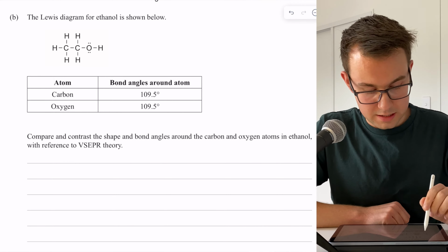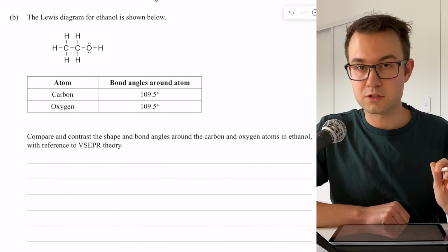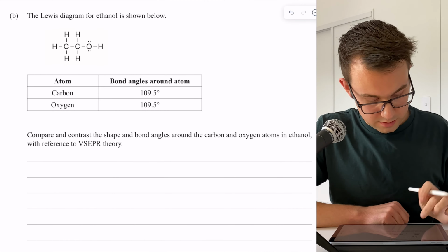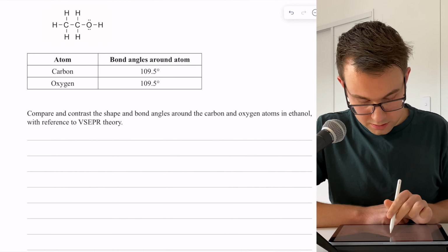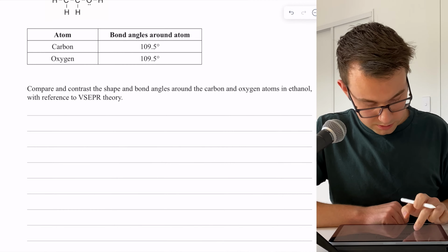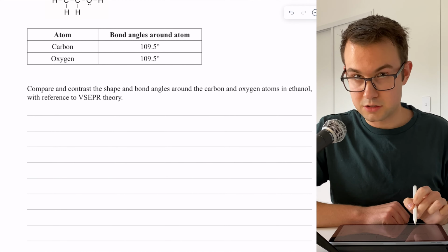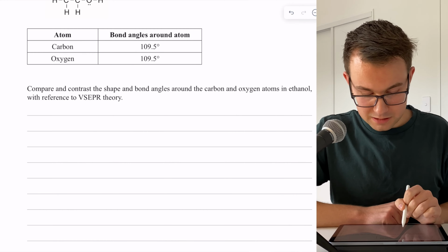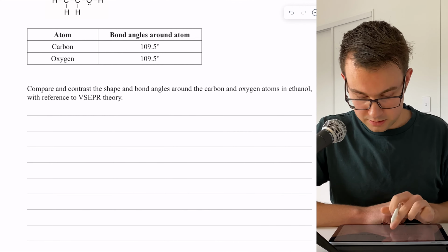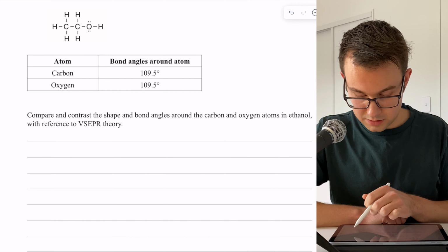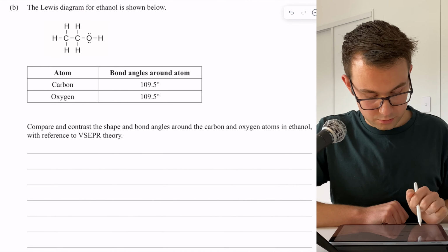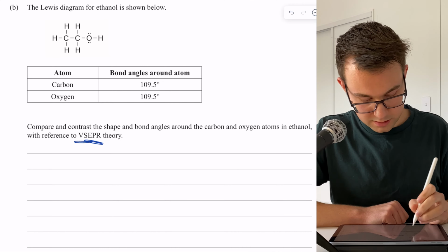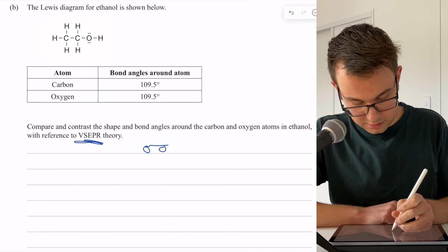Question number B. The Lewis diagram for ethanol was shown below. Lewis. Okay. We got some bond angles. Perfect. What's the question? Compare and contrast. The NCEA loves a compare and contrast. The shape and bond angles around the carbon and oxygen atoms in ethanol with reference to VSEPR theory.